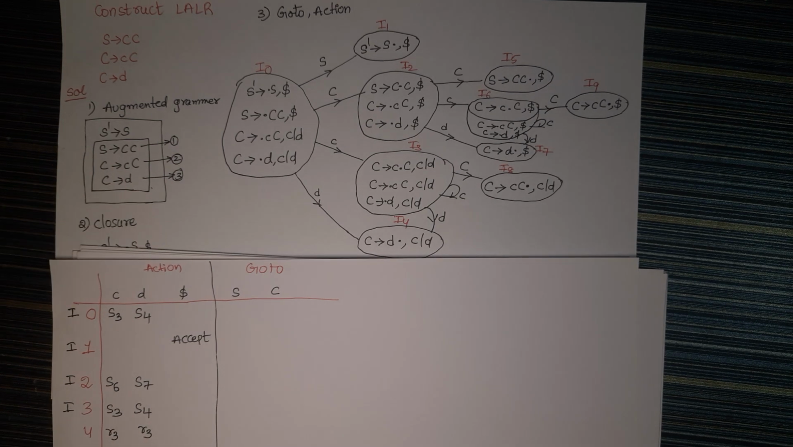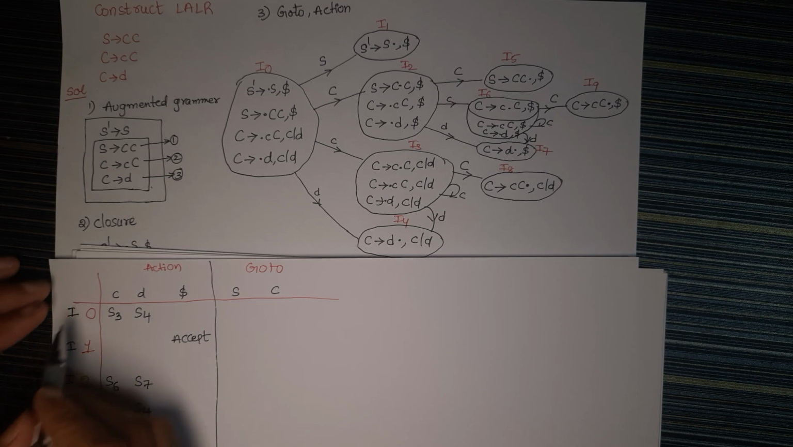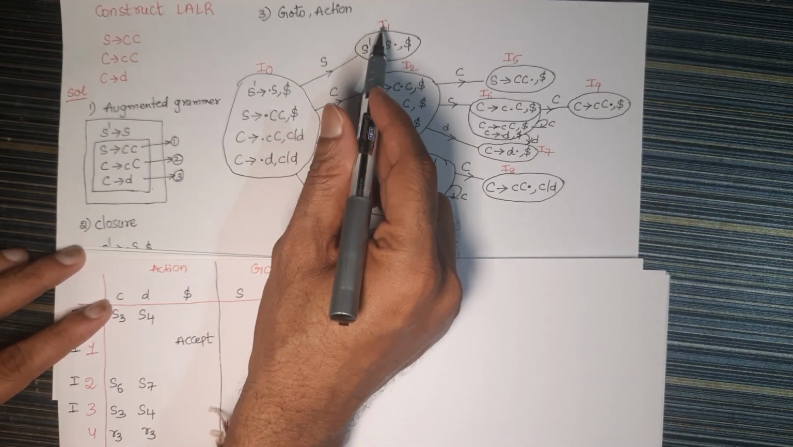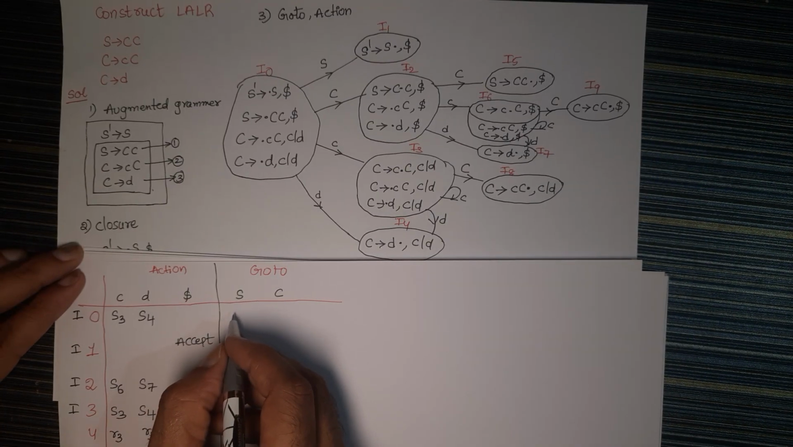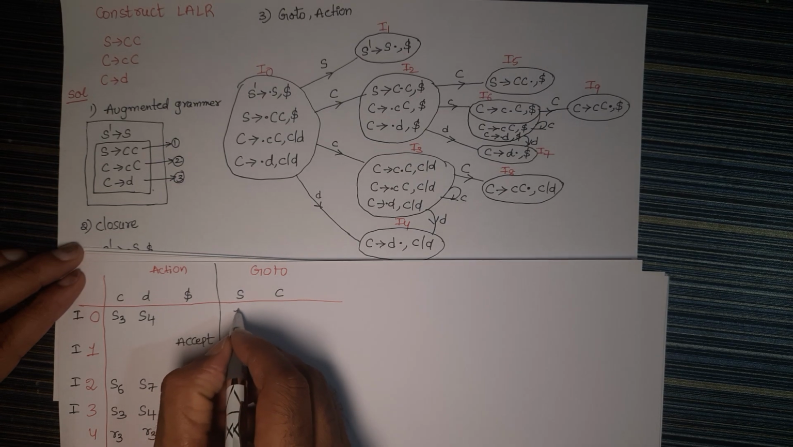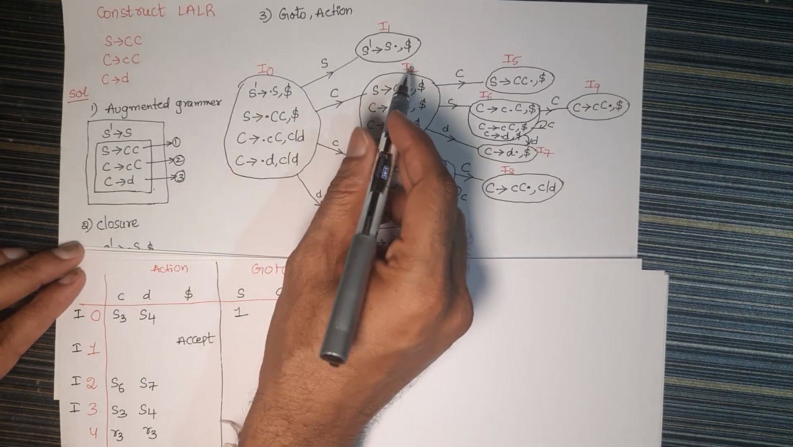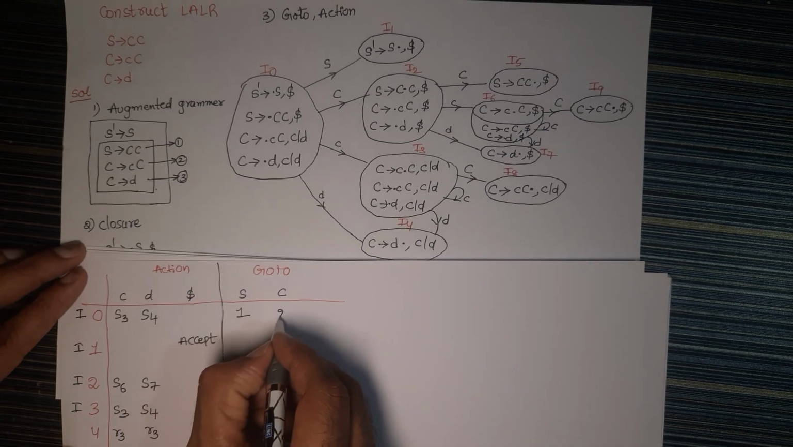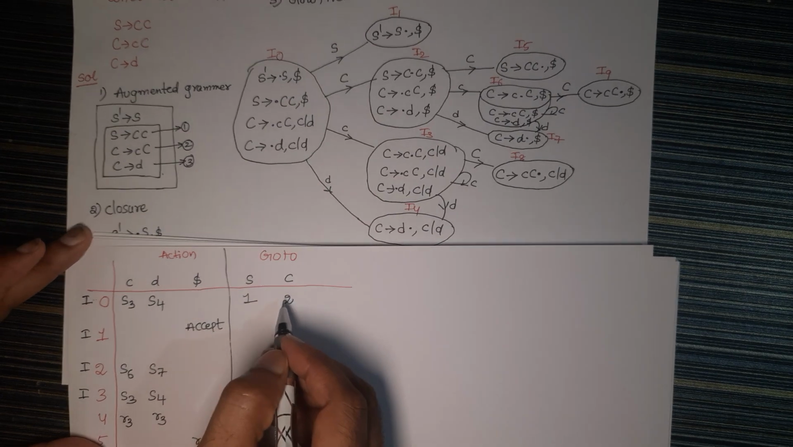Okay, so like this we will find the action values. Now we are going to find the go to values. I naught on capital S go to I1, so just write 1 here. Next, I naught on capital C go to I2, so you write 2. I naught on capital S go to 1, I naught on capital C go to 2.